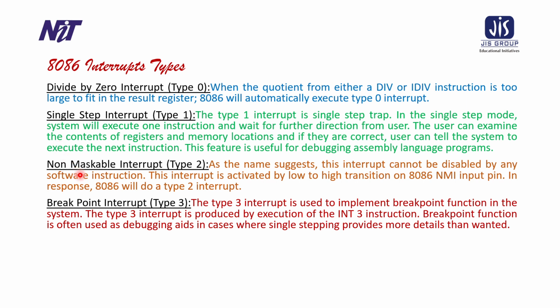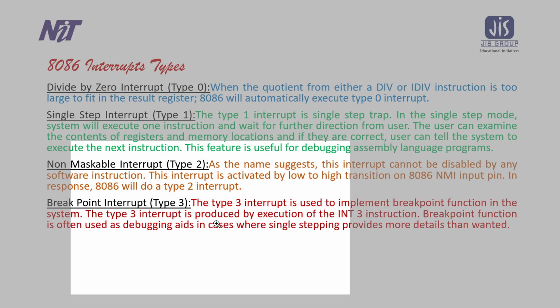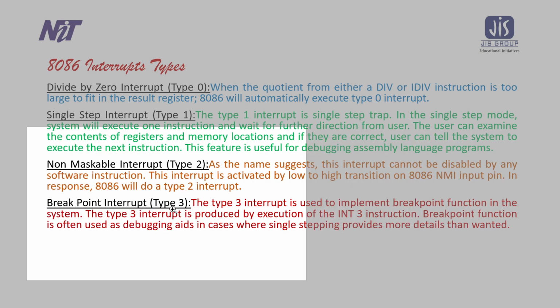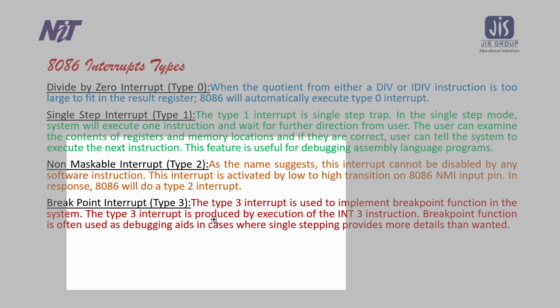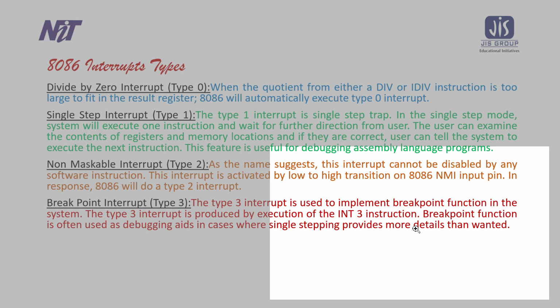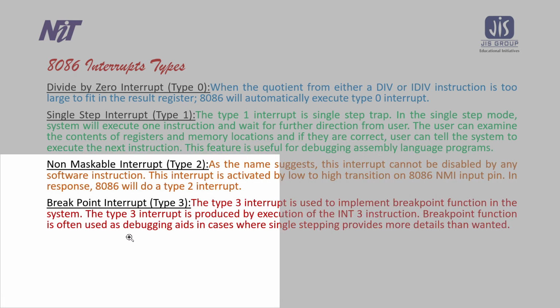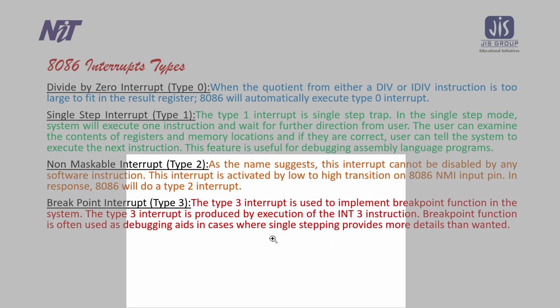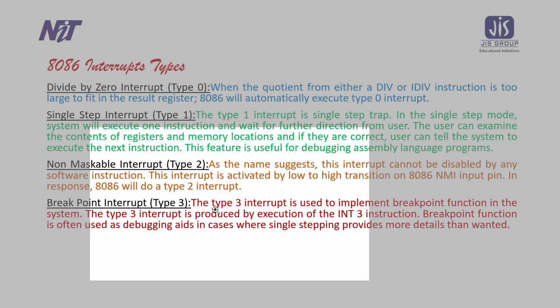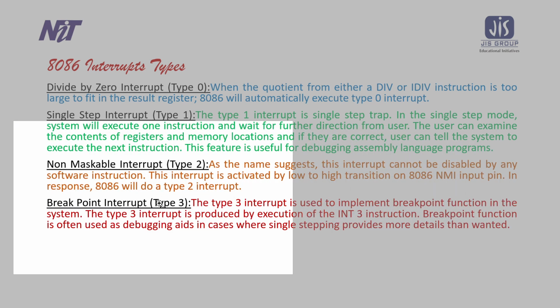Now go for type 3, which is known as the breakpoint interrupt. The type 3 interrupt is used to implement the breakpoint function in the system. It is produced by execution of the INT3 instruction. Breakpoint functions are often used as a debugging aid when single stepping provides more detail than wanted. So this is all about type 3.